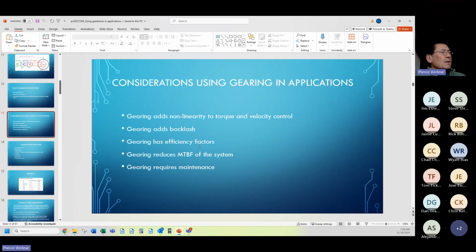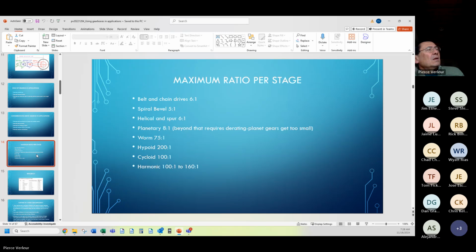Now, gearing reduces the MTBF of the system because it inherently adds parts. Plus, it's a mechanical-on-mechanical motion, and gearing requires maintenance. So these are some of the factors you've got to consider when you add gearboxes. We're going to talk about the different types of gearing in a second. The maximum ratio per stage is important to know.